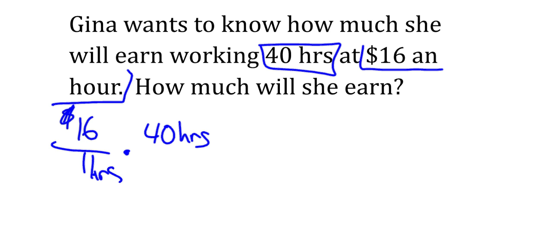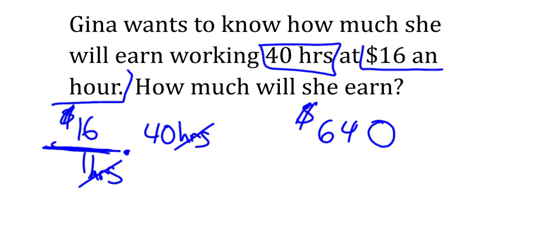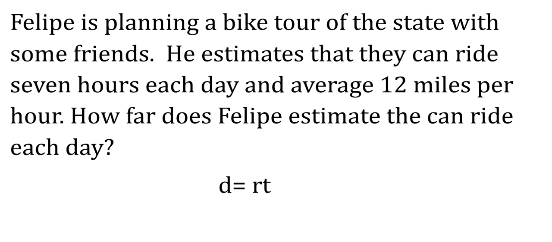And what we see here is when we multiply, because this is a division bar, our labels cancel out. And so the hours are gone now. So now you have 16 times 40. I'm going to take 4 times 6 and then add a 0. So 4 times 6 is 24, and then a 0, so $640. That would be a nice little chunk of change to play around with. That's how we understand what she's doing as we're working with this. So that's another way to work with rates.